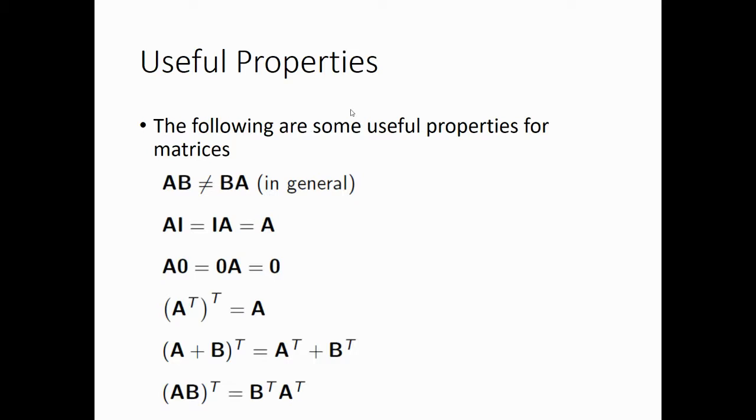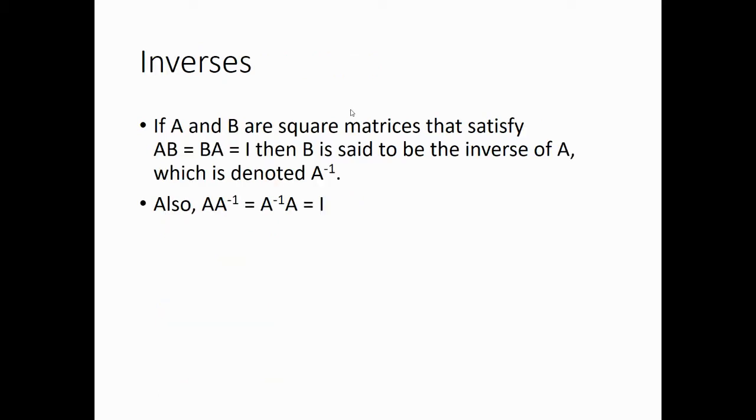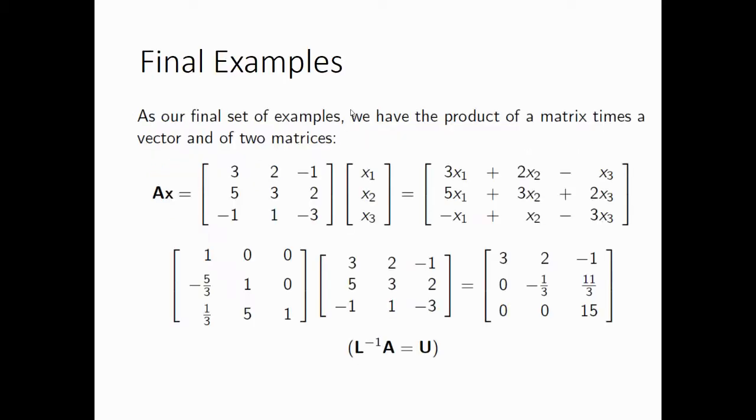Transposing the transpose of a matrix gets the original matrix. Adding two matrices, then transposing them is the same as transposing each one and then adding them together. And the transpose of the product AB is equal to B transpose times A transpose. If A and B are square matrices that satisfy A times B is equal to B times A is equal to I, then B is said to be the inverse of A, which is denoted as A inverse. Also, A times A inverse is equal to A inverse times A, which is equal to the identity matrix. So sometimes multiplication can be commutative, but not always.